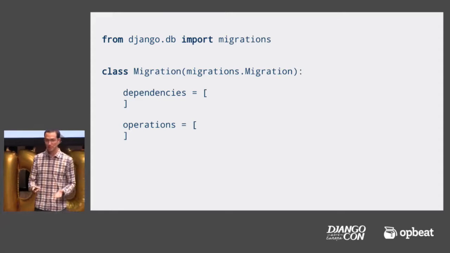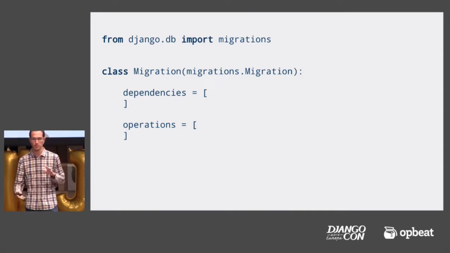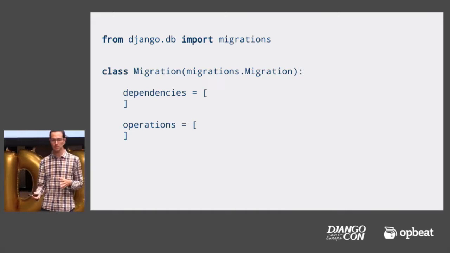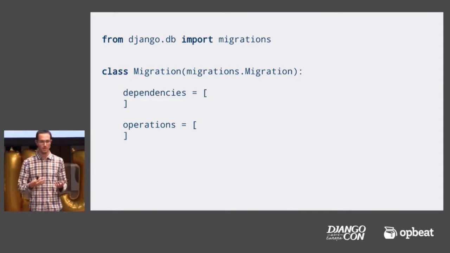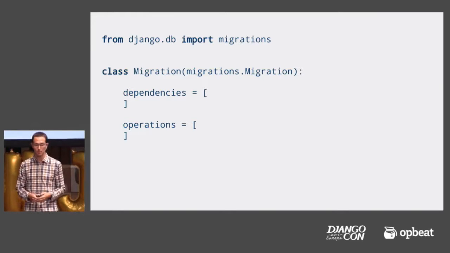And the operations are run in chronological order when you apply a migration. They are run in reverse order when you unapply a migration. So that means when you have a CreateModel operation in there, when you apply the migration, the database table is created. When you unapply the migration, this table is discarded and removed.